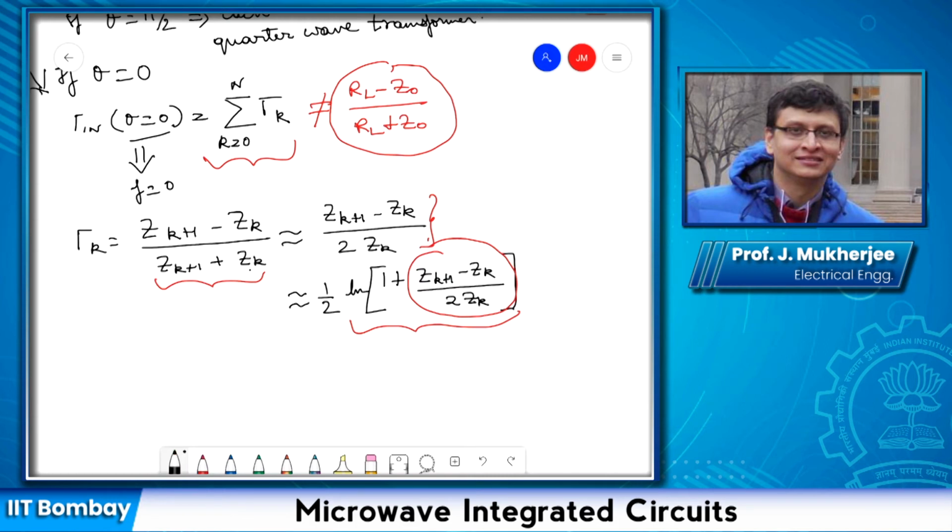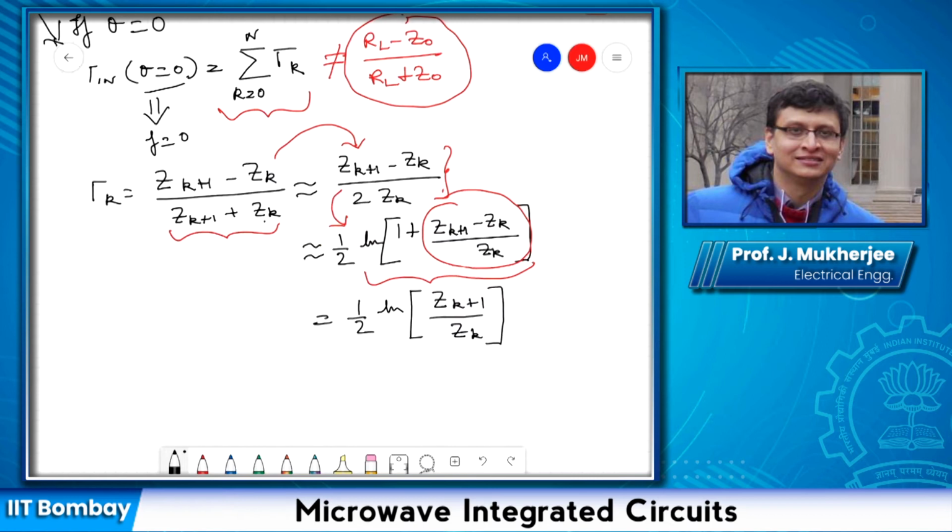This can further be, so we have done two manipulations. The first manipulation is while going from this step to this step, and the second one is while going from this step to this step. Now this is equal to half of ln, sorry, we don't have the 2 here, just have that. So this is simply equal to z of k plus 1 upon z of k.